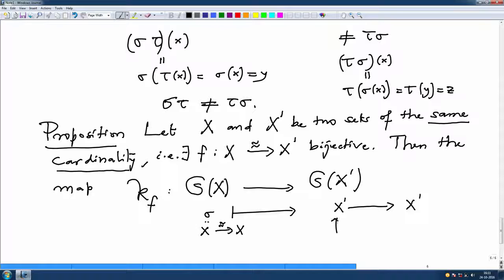But I know there is an f here, which is bijective. And then the inverse of f will be in the other direction, f inverse. I have been given this map, and I am looking for this. So what do I do? Oh, I wrote the other direction. So let me correct that. From here I want to take f inverse, follow it by sigma, and then follow back by f. This f is in the other direction.